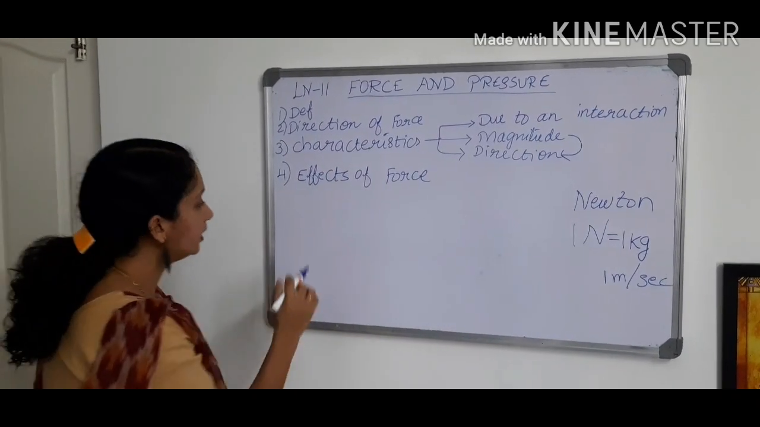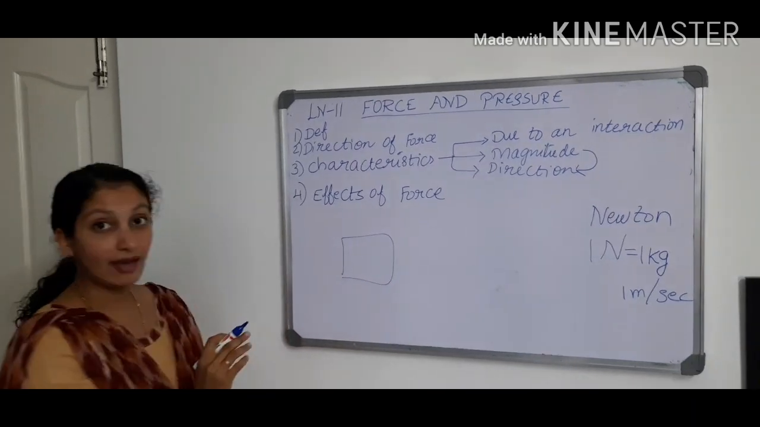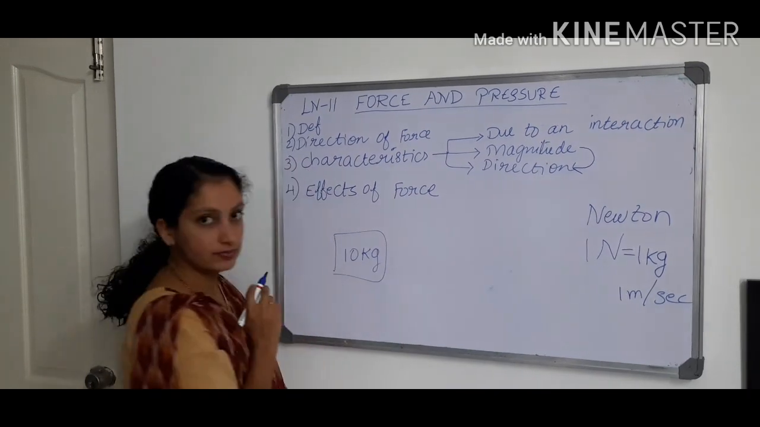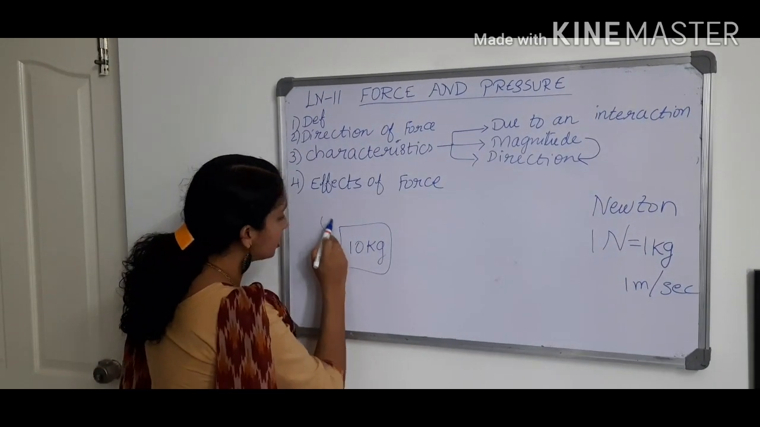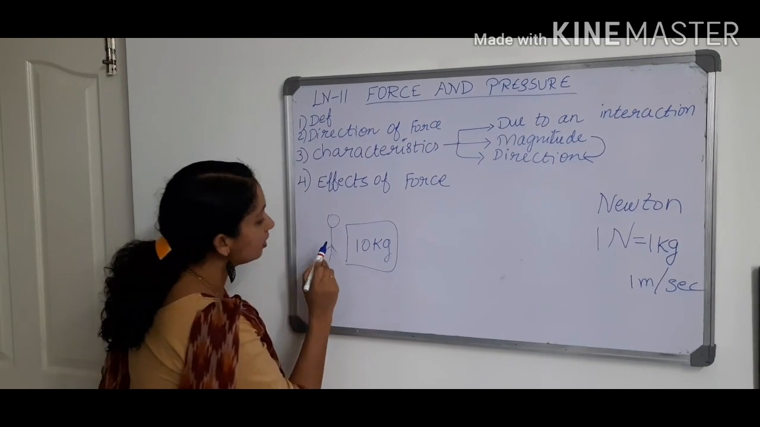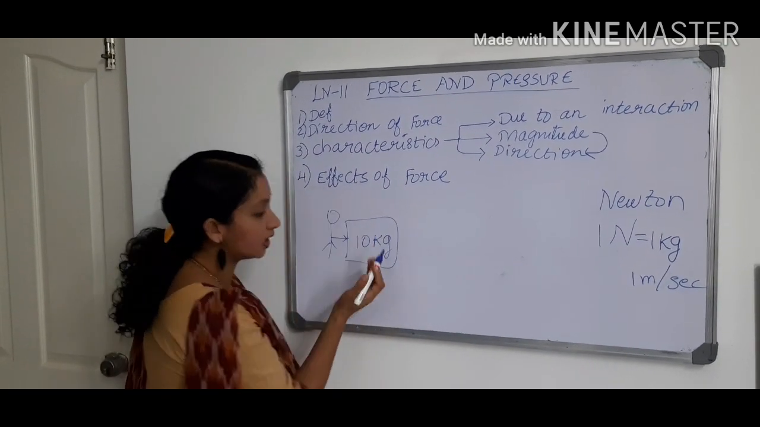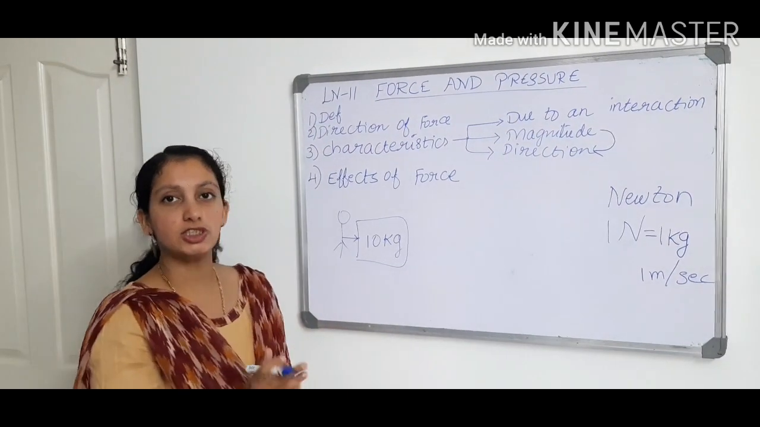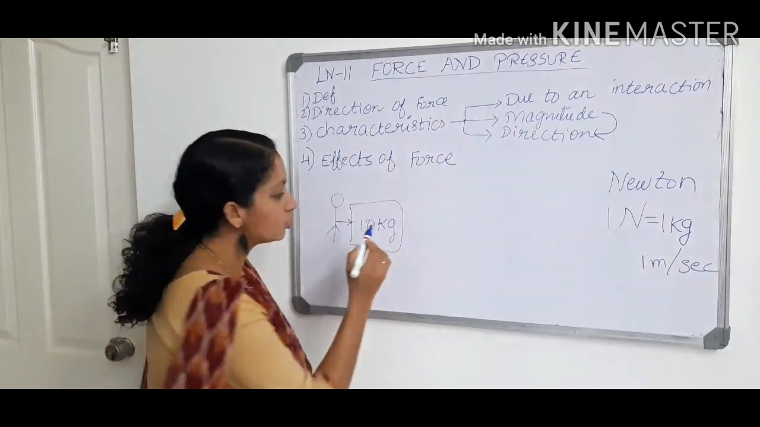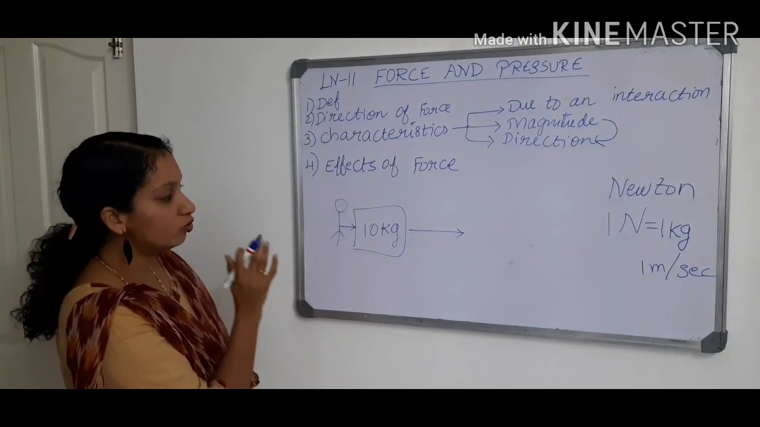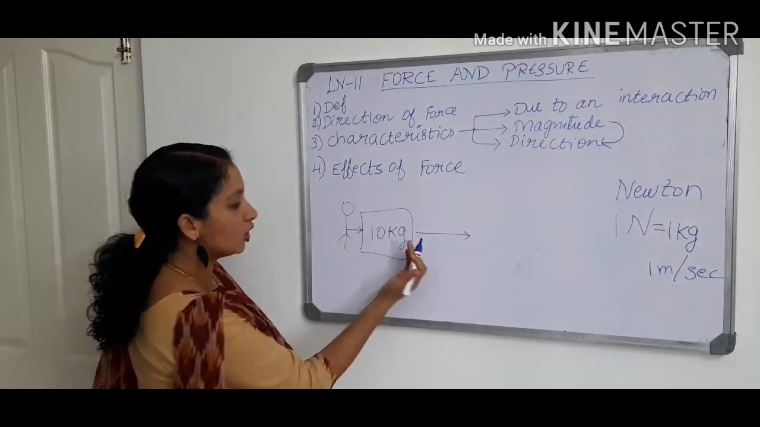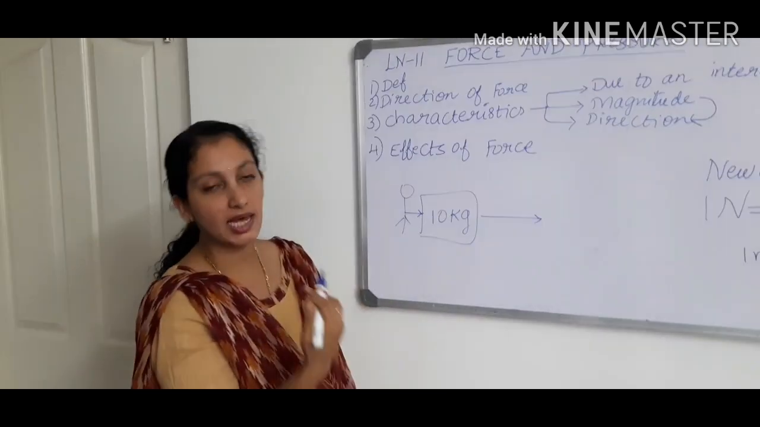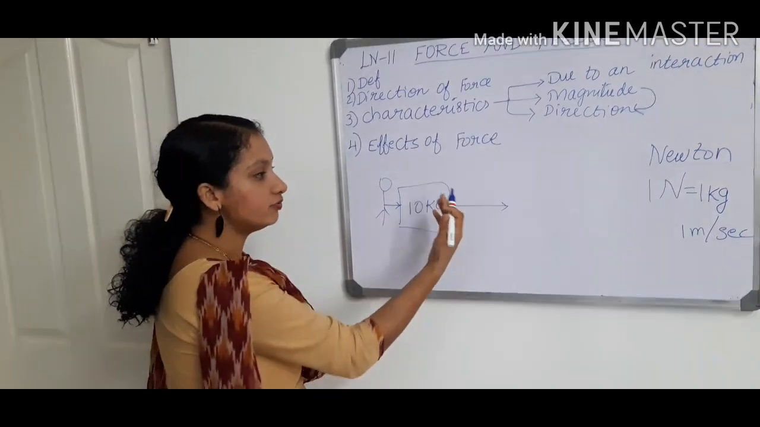Here I am keeping one box. It has a weight of 10 kilogram. One person is standing here and applying his force towards this direction for moving this box of 10 kilogram. To which direction does it move? It moves in the opposite direction. The movement will always be in the opposite direction because the force is applied from the left side towards the opposite side. So it is moving. This is the first example.